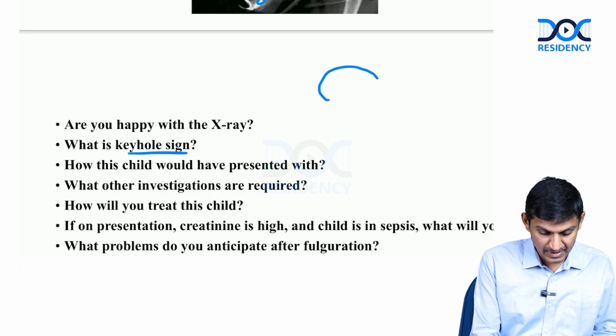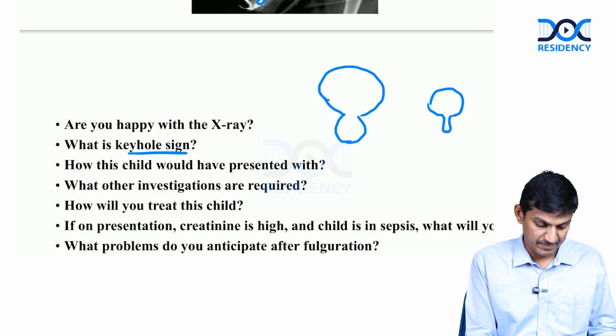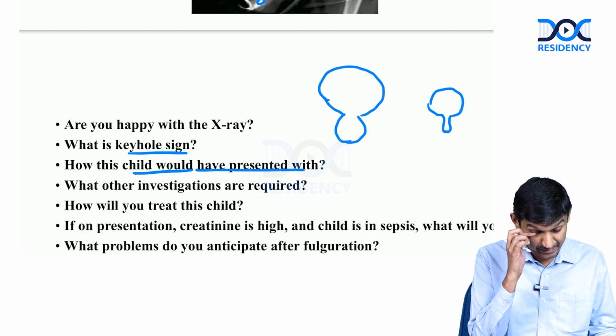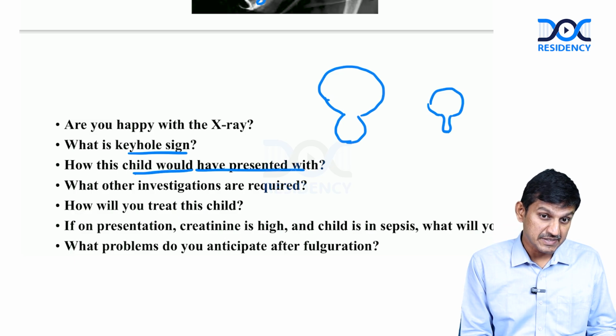Keyhole sign is seen in ultrasound where you see two bubbles, just like a keyhole. One is the bladder, the other one is the dilated posterior urethra. Okay. How does this child present? Usually this child will present with inability to pass urine after birth, or sometimes the child may present with severe sepsis and features of acute AKI.